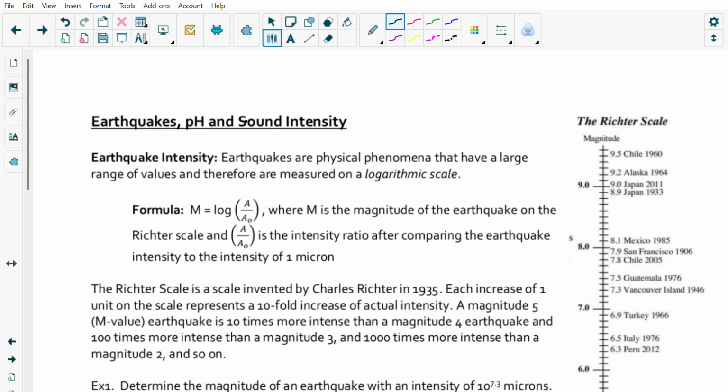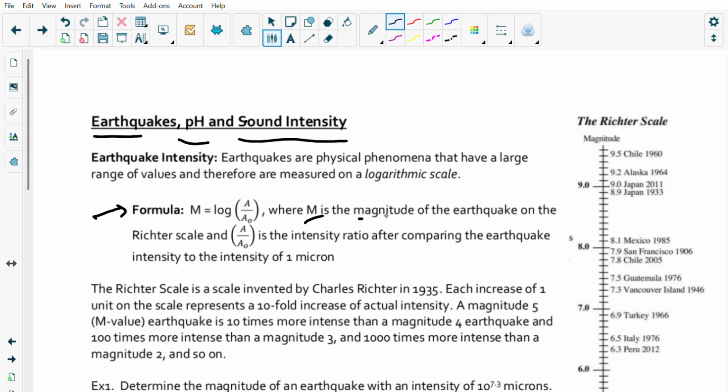Hello, everybody. Earthquakes, pH, and sound intensity. So let's go over three different applications of logarithmic functions, physical phenomena that are measured on a logarithmic scale. We started our unit talking about earthquake intensity. We'll end it here with earthquake intensity. Earthquakes are physical phenomena that have a large range of values and therefore are measured on a logarithmic scale. Here's the formula.